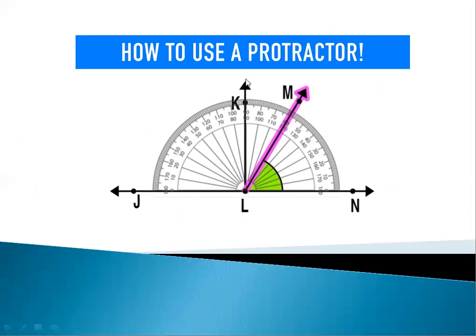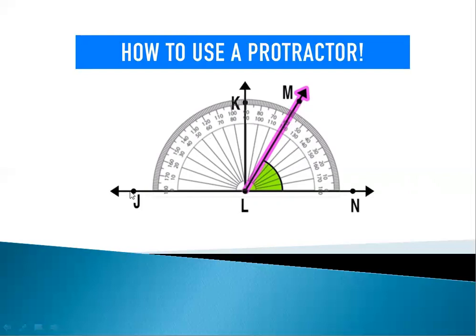Now this line is just showing you that this is 90 degrees. So if it is 90 degrees and this angle here is less than 90 degrees, this angle is actually an acute angle, and that is angle 60 degrees. So make sure you read from 0 up. So that is how to use my protractor to measure my angle.